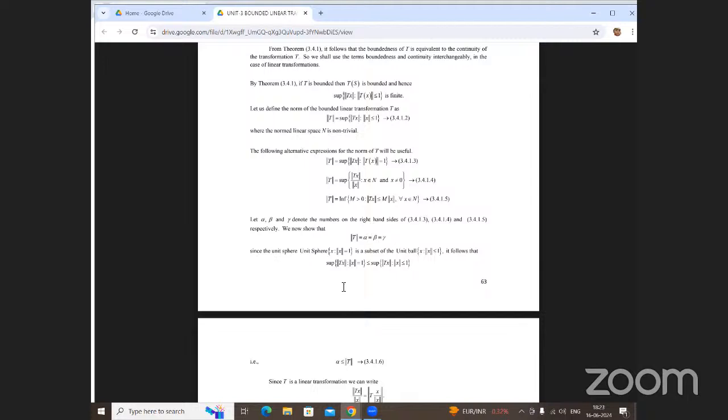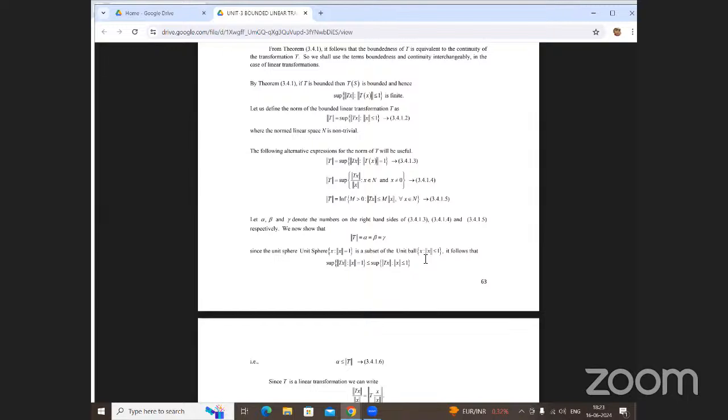Now, here the supremum of norm Tx, where norm x equals 1, is less than or equal to the supremum of norm Tx, where norm x is less than or equal to 1. Now, when norm x equals 1, that is the unit sphere, the unit sphere is a subset of the unit ball. Unit sphere can also be read as unit ball.